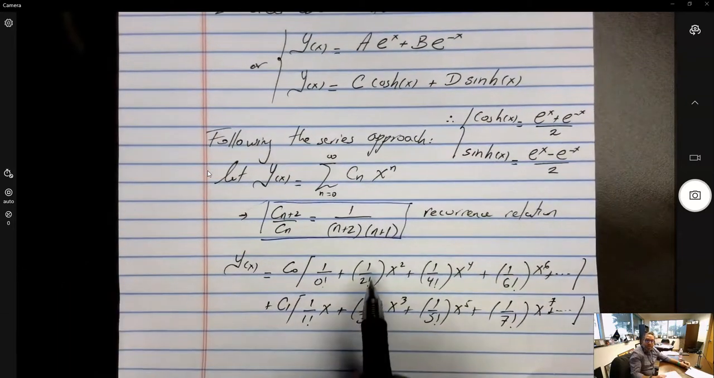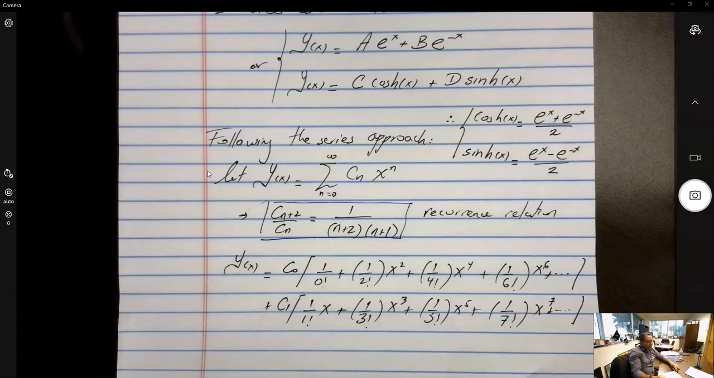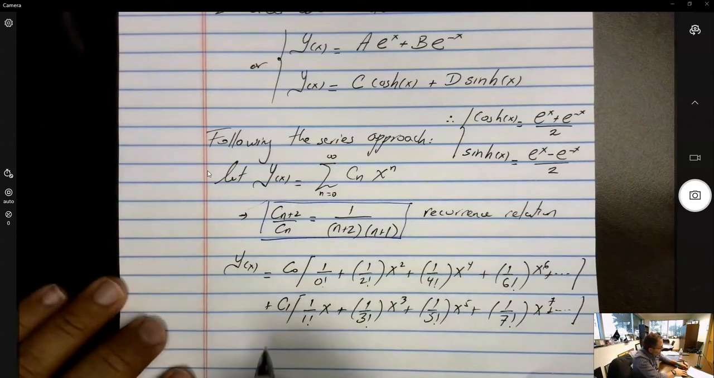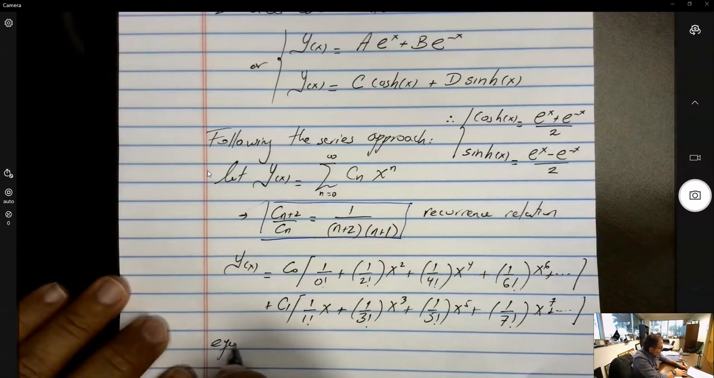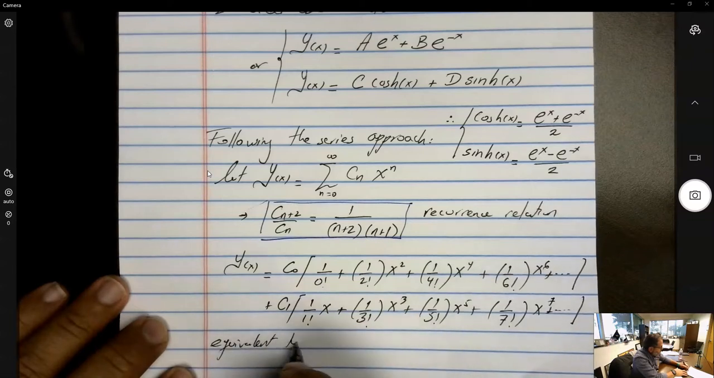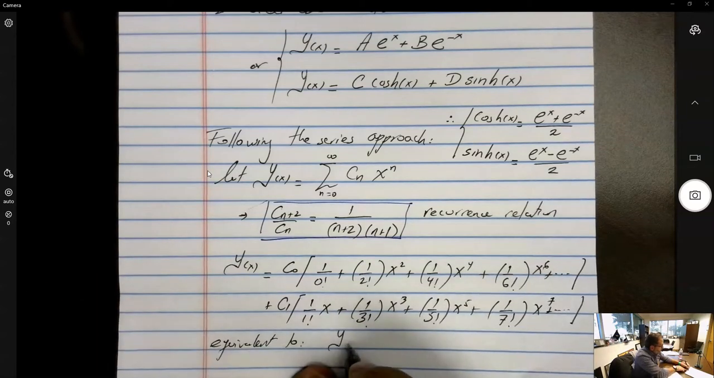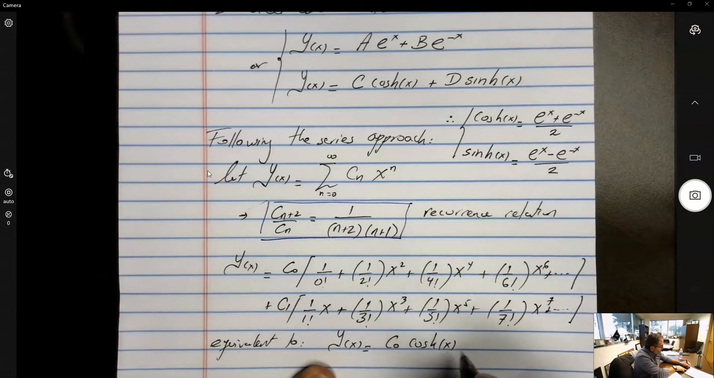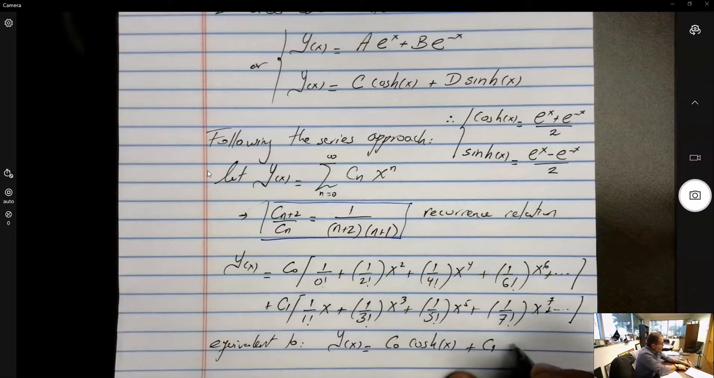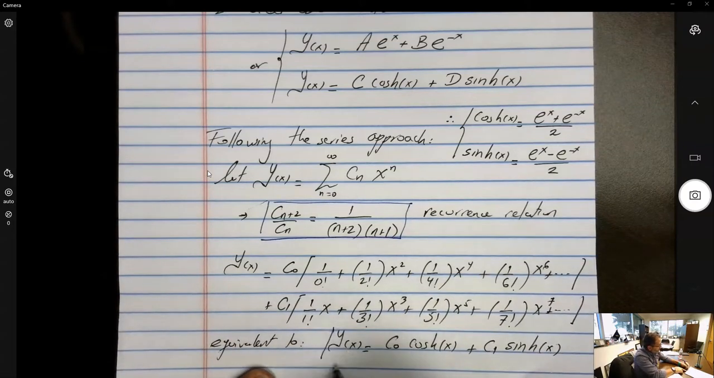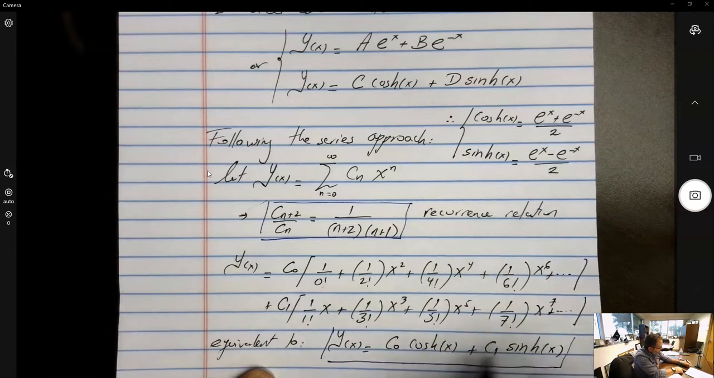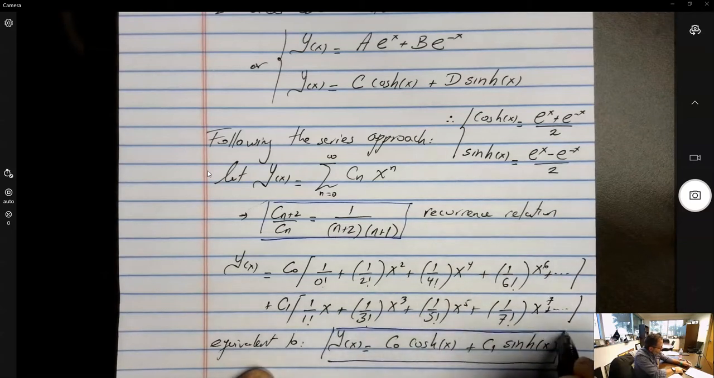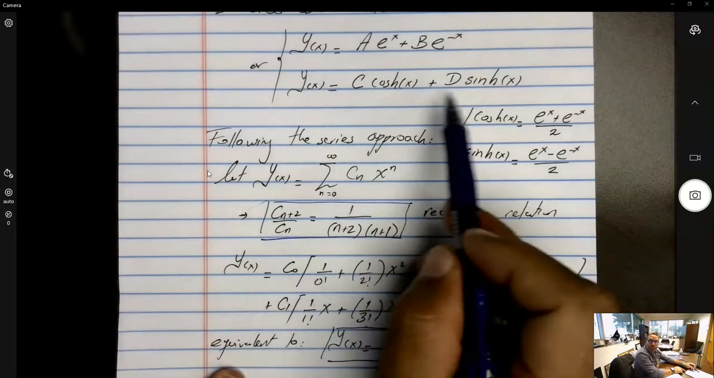As you can see, there is no alternating sign, and basically this is identical, equivalent to y of x is equal to c0 times the cosine hyperbolic of x plus c1 times the sine hyperbolic of x. This is perfectly equivalent to this, which verifies that the solution looks like this.